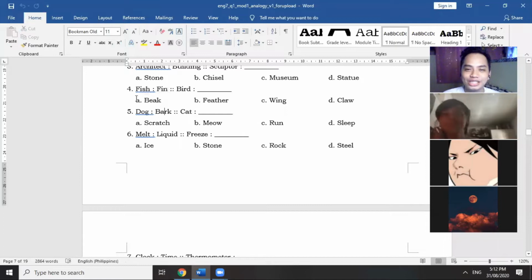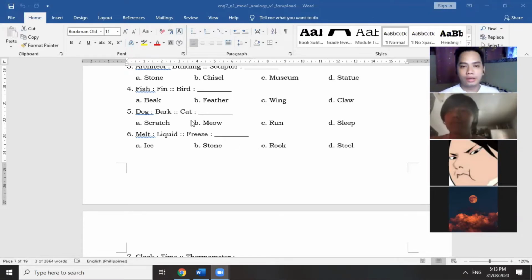Joffrey, what's the relationship of fish and fin? The fin is a body part of a fish. Okay, fin is a part of a fish. So, which among these options relates to a part of a bird? Joffrey. The wing. Oh, wait. Because Julie is sending a message in the chat box. Okay, I understand, Julie. So, wing is part of a bird. Very good. Let's go to number 5.